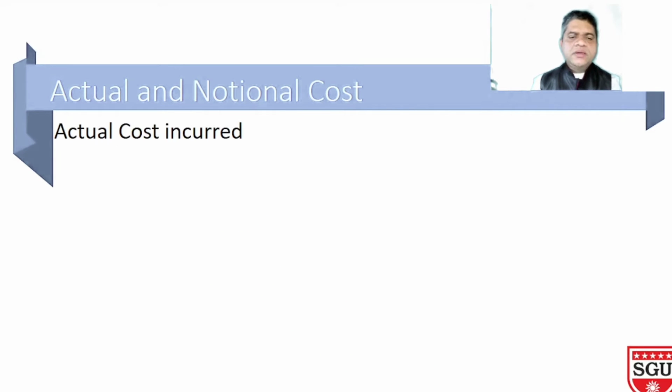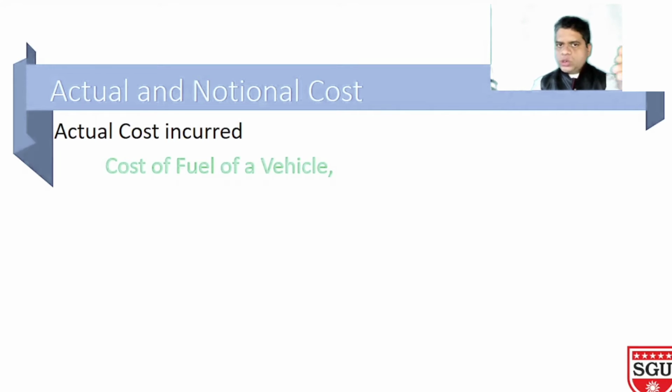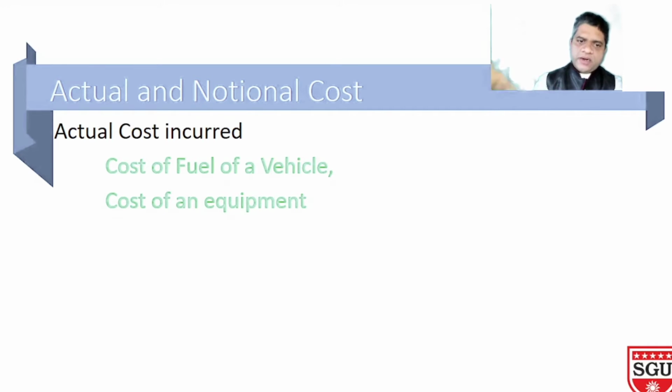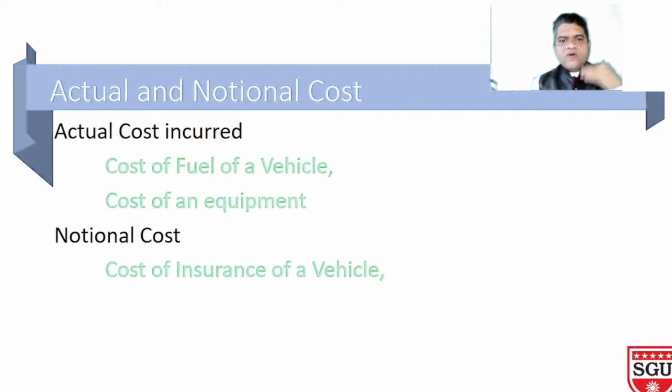So to begin with, the actual cost, as I told you, is a cost that we paid from our pocket. So one element which is common is the cost of fuel of a vehicle, let it be a petrol vehicle or diesel vehicle. Then it also includes the cost of an equipment if we purchase it, because we have to spend and then we'll purchase the equipment. Whereas the notional costs, as I told you, are the costs of which we are going to enjoy a benefit for a period.